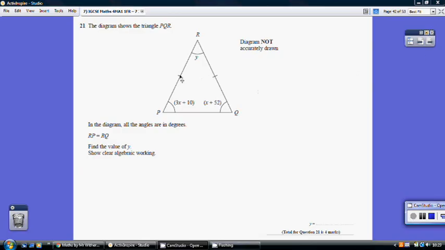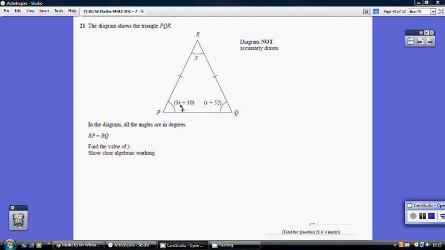Well, a key point here is to pick up these two little dashes. This is telling us that this is an isosceles triangle, so the base angles of the isosceles are equal. So we can set 3x plus 10 equal to x plus 52.